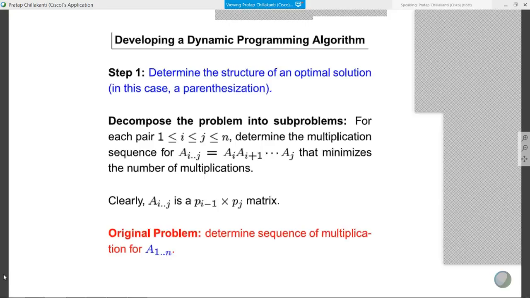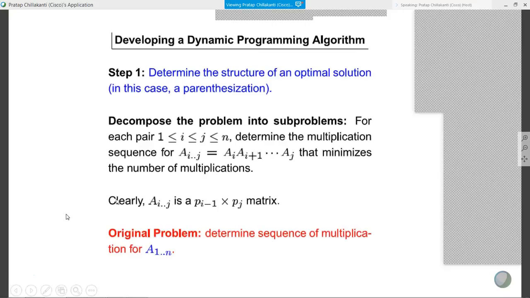That's what you see in the third line there. A I dot dot J, you're multiplying A I, A I plus 1, all the way up to A J, and you want to minimize the multiplications. Now, what is the dimensionality of A I J? Remember, when you have I, the starting one, the first dimension is just P I minus 1. The second dimension is same as the J. So A I J has a dimension P I minus 1 times P J. That is, that matrix would have those dimensions.